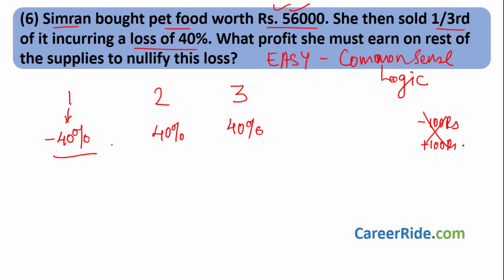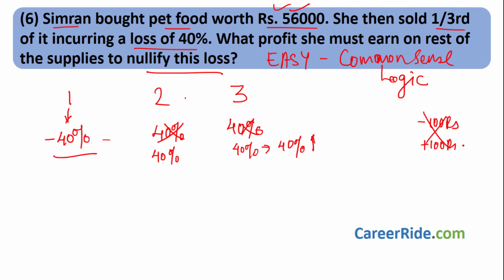Because then it would be nullified, but actually no. Why? Because in the first part she gets a 40% loss. In the second part, if she takes a 40% profit, then it gets nullified over here only. And if the third part is again sold at 40%, she'll have a 40% profit. But we don't want any profit. We just want no profit, no loss, and we want to nullify this loss. So what to do in such cases?